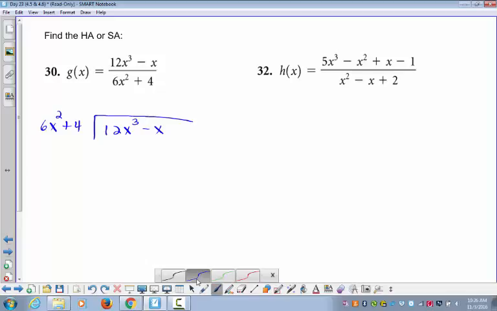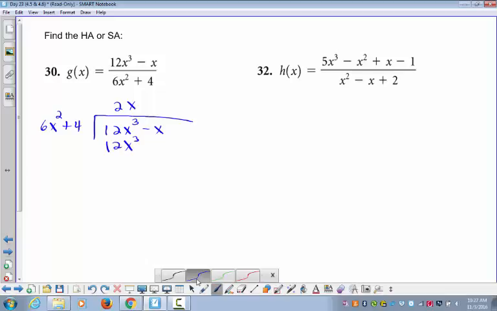So ahead of time you kind of acknowledge that the degree of the numerator is 1 more than the degree of the denominator. So that's telling you that, okay, I'm going to end up with a slanted line for the asymptote. So we ask ourselves, what multiplied by 6x squared gives us 12x cubed? That would be 2x. That's the quantity when multiplied by 6x squared gives us 12x cubed.